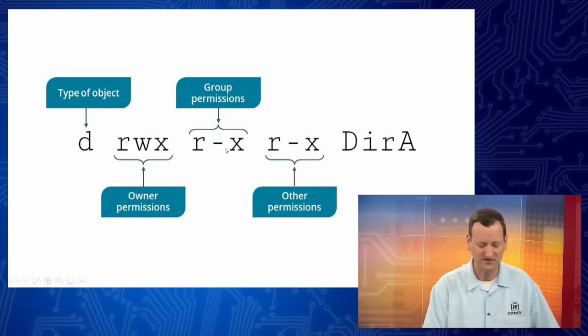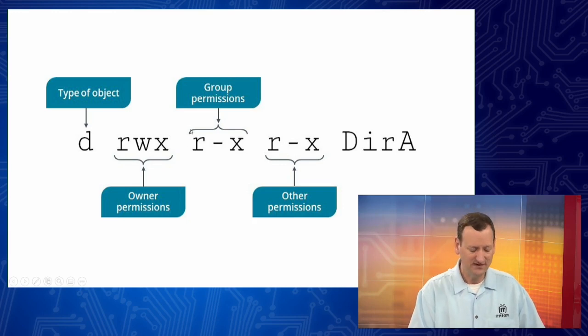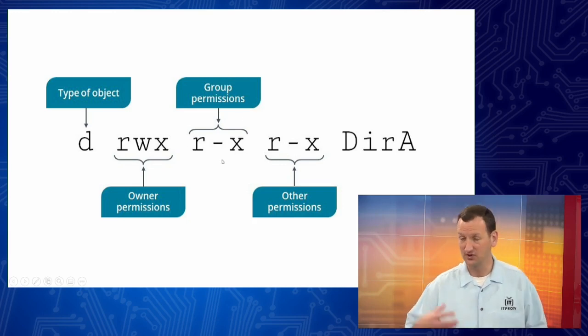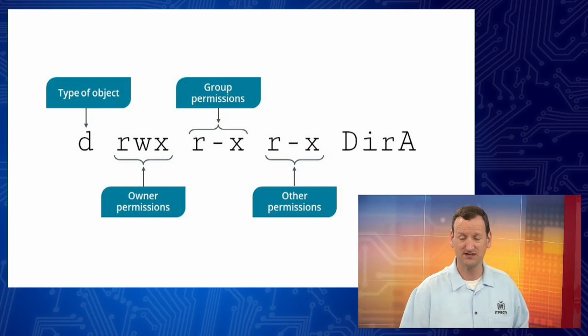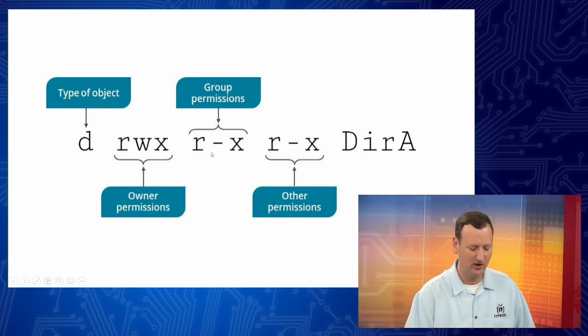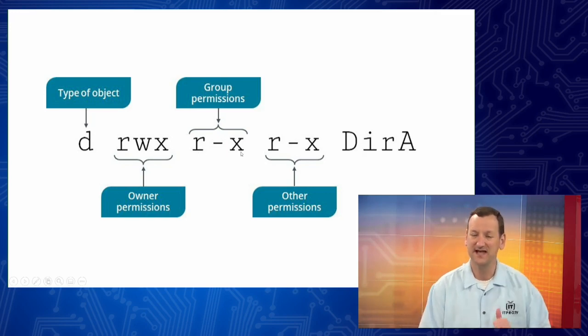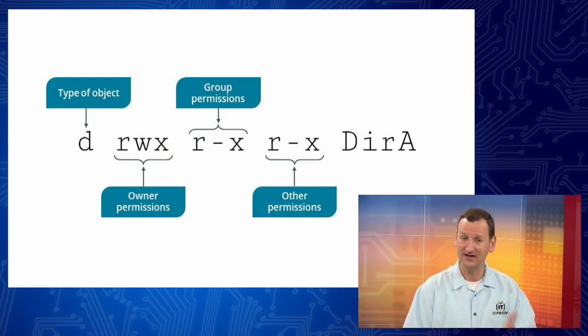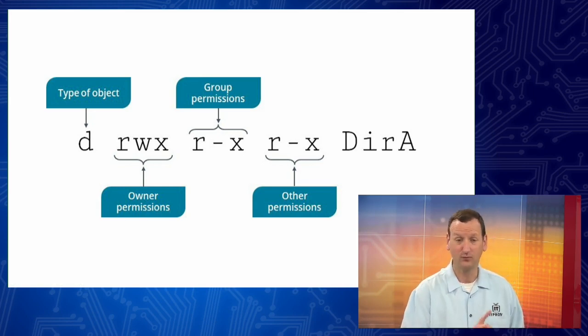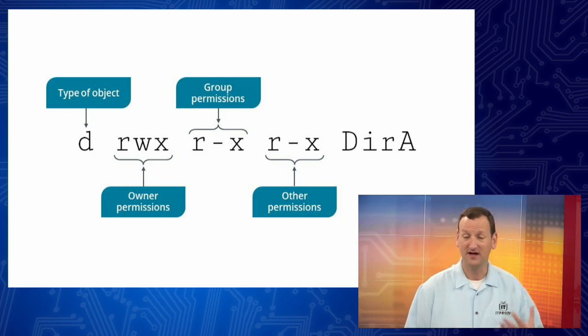Then we have another set of RWX, and these are the permissions assigned to the group. There's a group that's attached to this particular document, and they have a certain set of permissions as well, and it'll show RWX. Now, notice on the diagram here, we've got R-X. That means they have read and they have execute, but they do not have write permissions. So they could open the document and look at it. If it was a program, they could run it. But if they tried to change it, they would get permission denied. It would not allow them to modify it or delete it for that matter. They wouldn't have that permission.